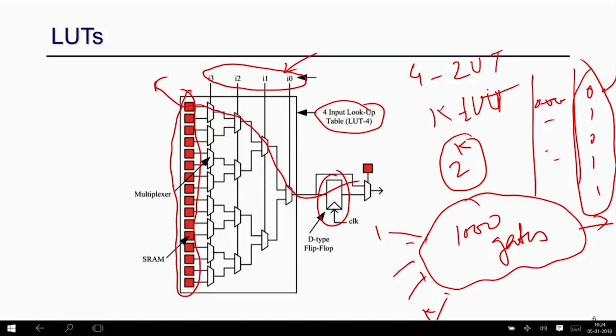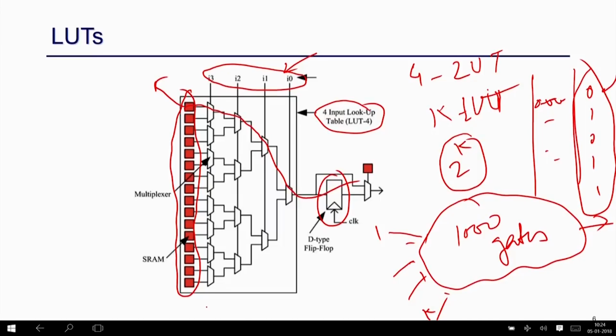So, it is not that every gate will be mapped here. We capture the functionality of any Boolean circuit where we have k inputs and one output. All possibilities of the output are captured and stored in that SRAM, the memory bits, and the inputs act as select lines that select which bit should be the output, right. So, that is a lookup table.